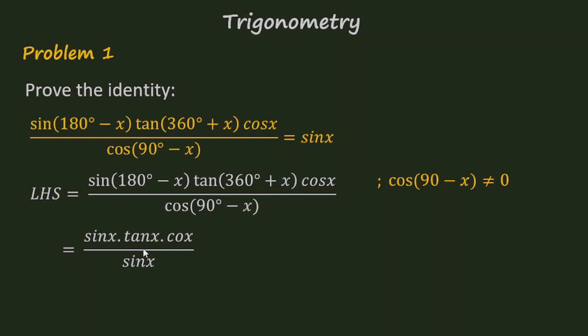Now we change cos into sine and cos. We change tan x into sine and cos. Cos and cos will cancel out. And sine will cancel out. And finally, you are left with the sine of x, which equals the right hand side. So you are required to reduce this until it looks like sine x.